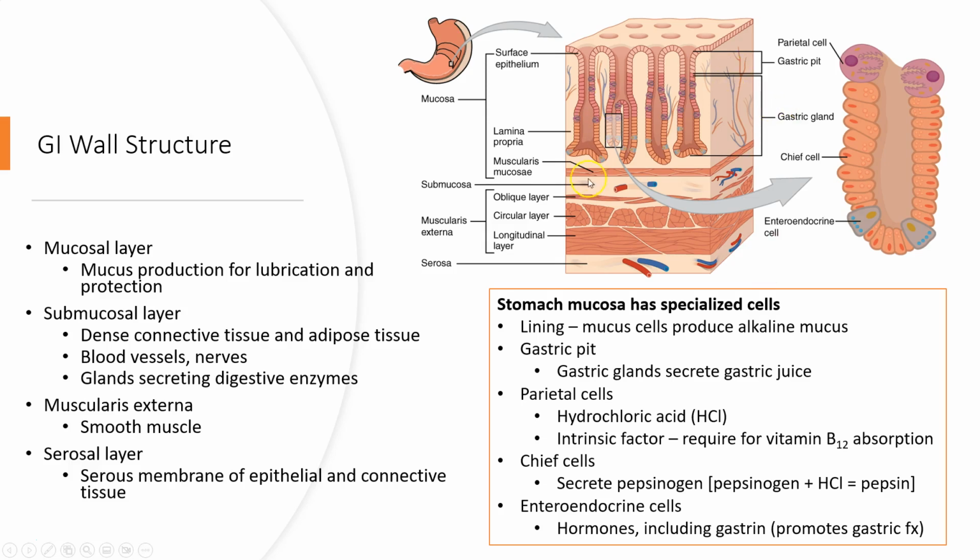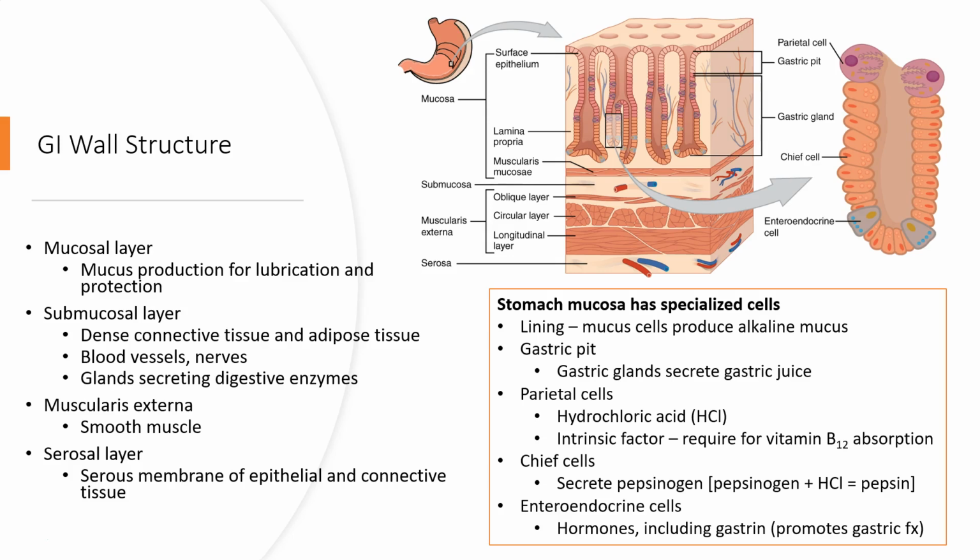Let's take a closer look at this figure as we look at particularly the stomach mucosa, because there are some specialized cells that are important within the stomach. Within the lining of the stomach, we have cells that produce an alkaline mucus. Again, this mucus is very important because it protects the stomach from the acidic gastric enzymes that we use to start to chemically digest that food and turn it into chyme.